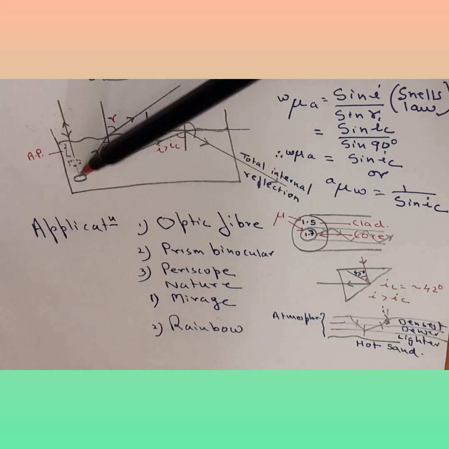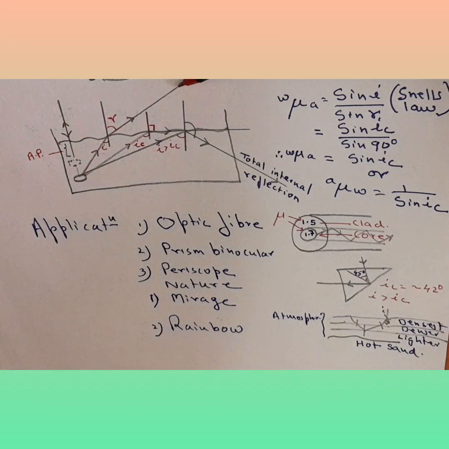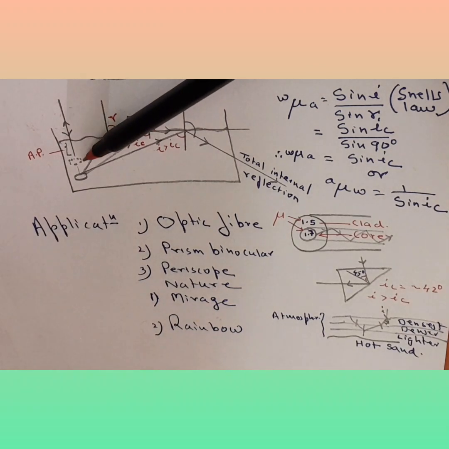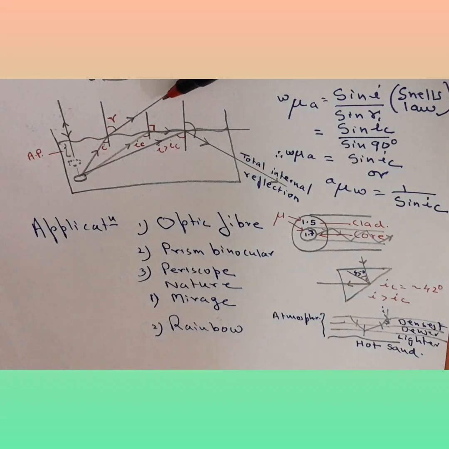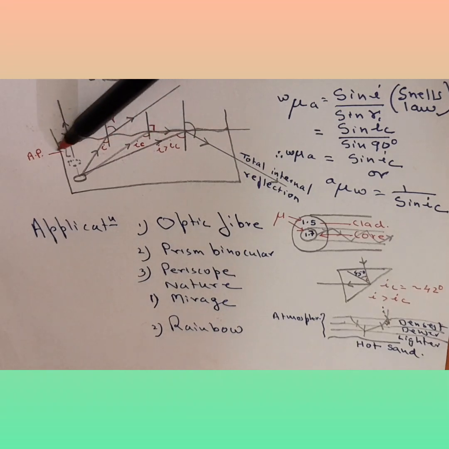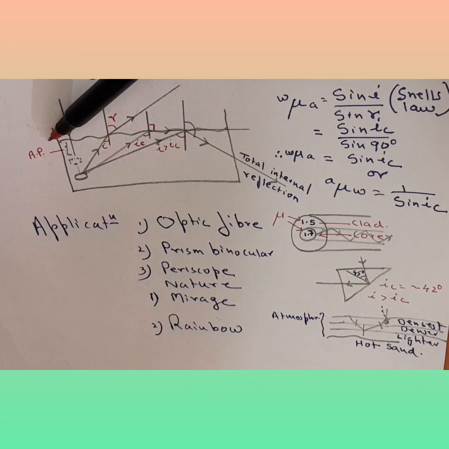Okay, now what happens if I observe the coin from here? If I observe the coin from here, I would find it somewhere here, not here. Alright, then again suppose I bend my eyes to the surface of water, I would find the coin somewhere here on this surface.